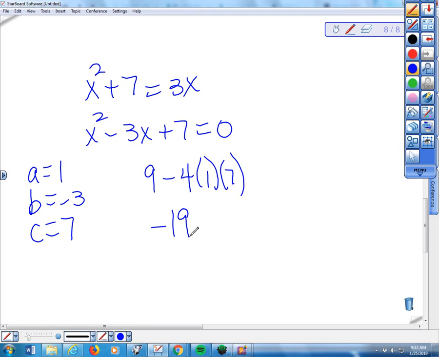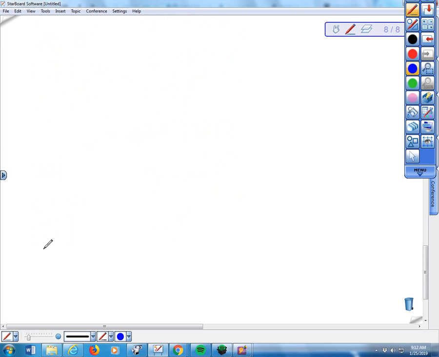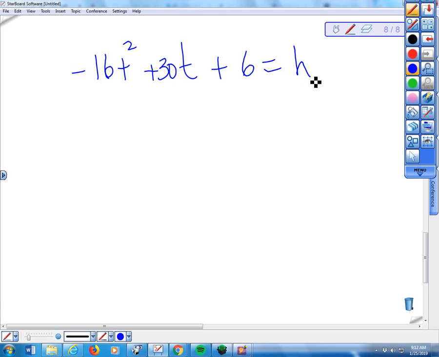Vertical motion problem. It uses the model negative 16 t squared plus vt plus s. s is the initial height, and it tells us the initial height is 6 feet. So I plug that in. V is the initial velocity, and v is 30. It gives us that. So this is my original formula, and that's equal to height. And it says the football is caught at a height of 7 feet. Find the time. So I just replace the height with 7.